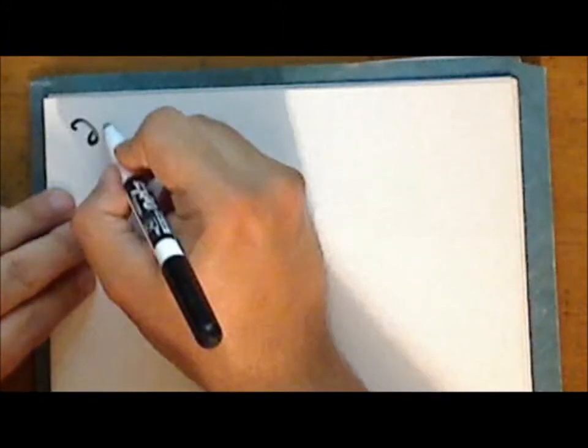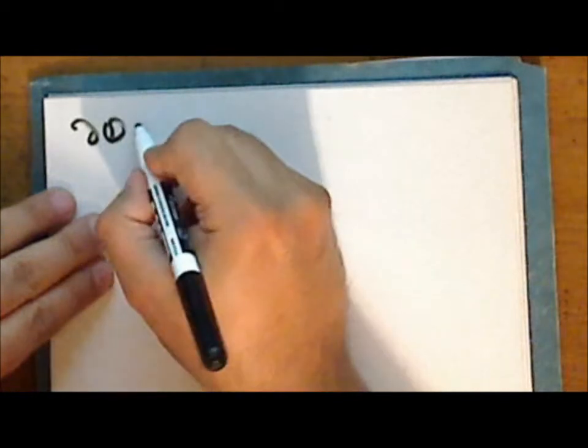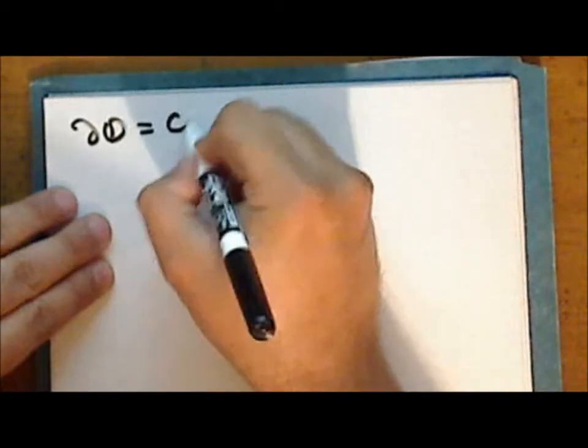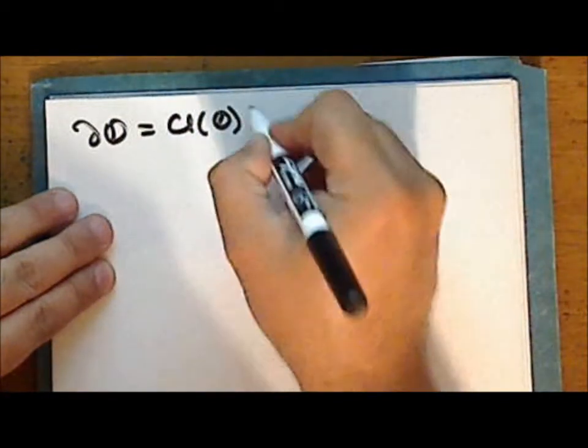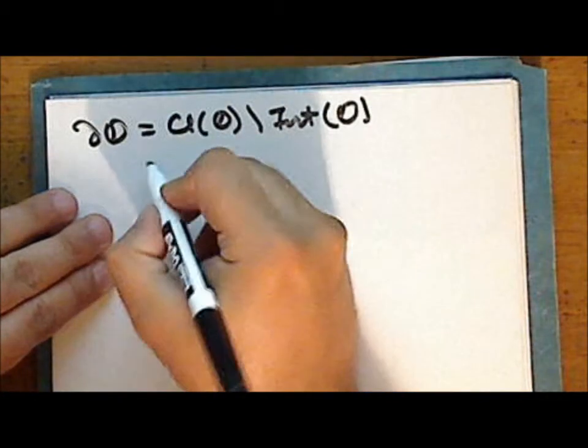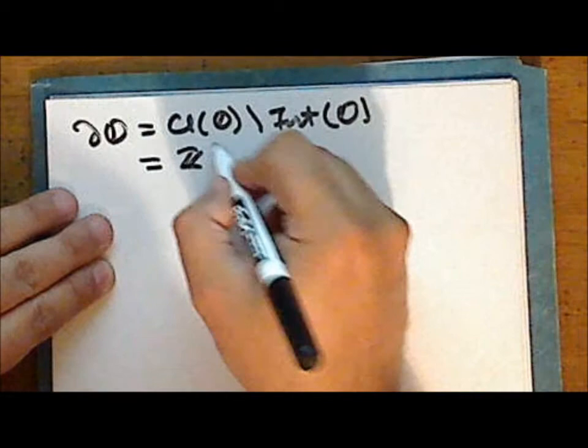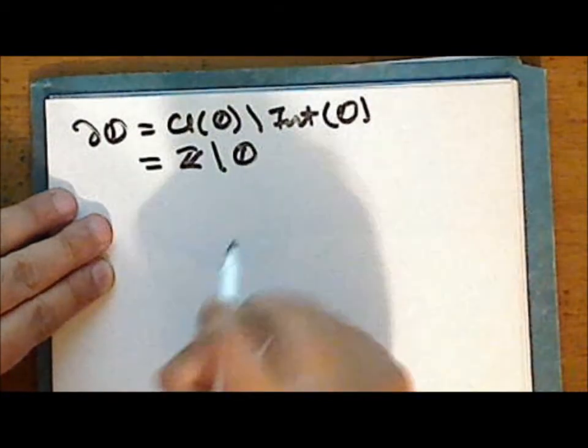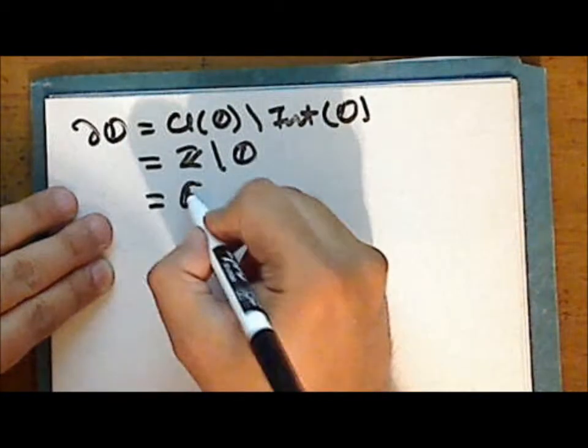Now the boundary of the odd integers is the closure of the odd integers set minus the interior, which is the entire set minus the set of odd integers, which is the set of even integers.